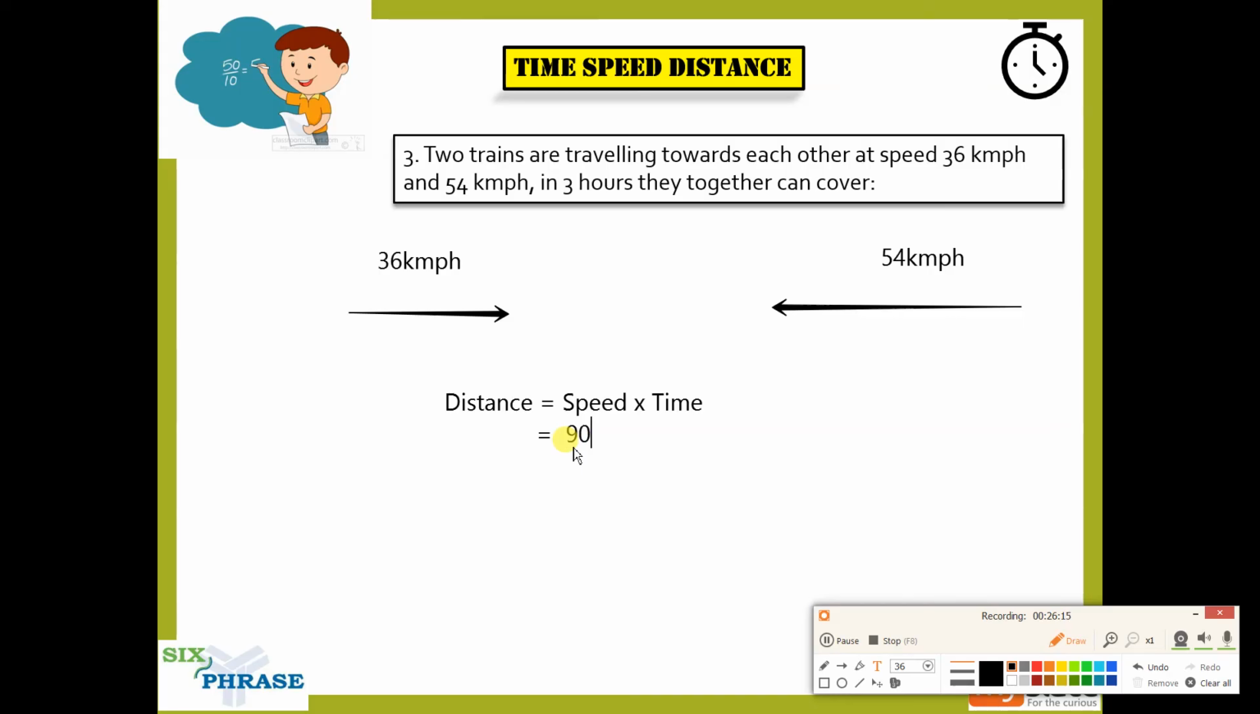If you add the speeds, you'll get 90 kmph, right? So 90 kilometers per hour into 3 hours. As you can see, this is also hours and this is also hours, so there's no need for any conversion. So 90 times 3 will give you 270 kilometers.